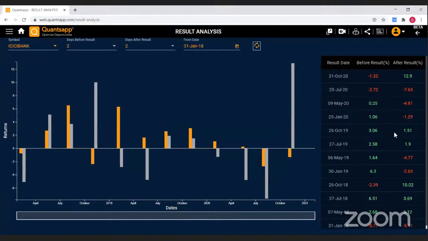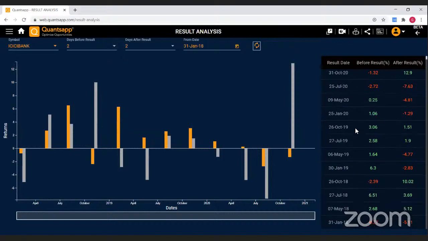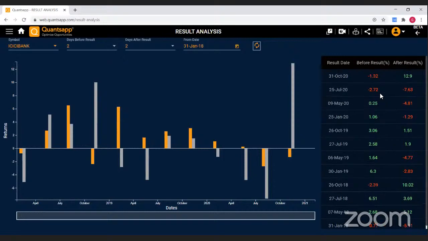And now if I say from January 18, 19, 20, 21, it's almost 4 years, and we're going to have around 12 results here, so almost quarter-wise results. Now I can say, before the announcement of the result, ICICI Bank 2 days before the announcement is more on the positive side. I can give a fair view that most of the time ICICI Bank has performed in a positive way before the announcement of the result.